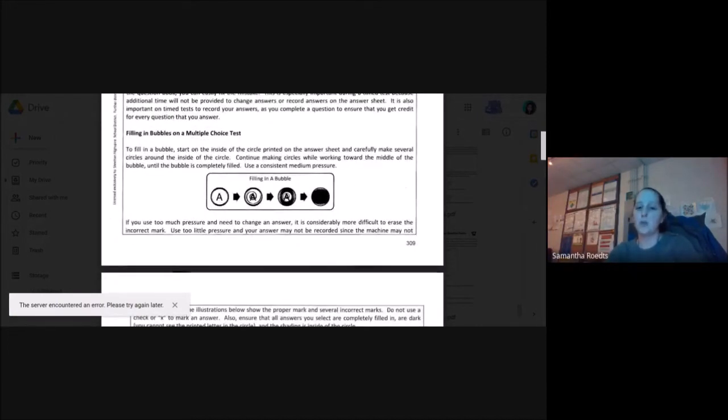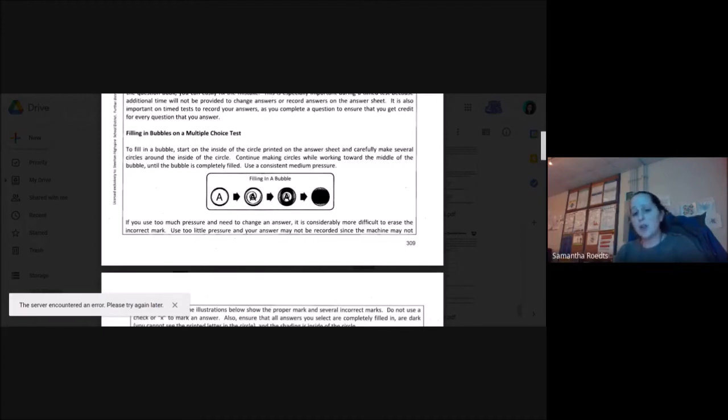Filling in bubbles on a multiple choice test. To fill in a bubble, start on the inside of the circle printed on the answer sheet and carefully make several circles around the inside of the circle. Continue making circles while working towards the middle of the bubble until the bubble is completely filled. Use a consistent medium pressure.